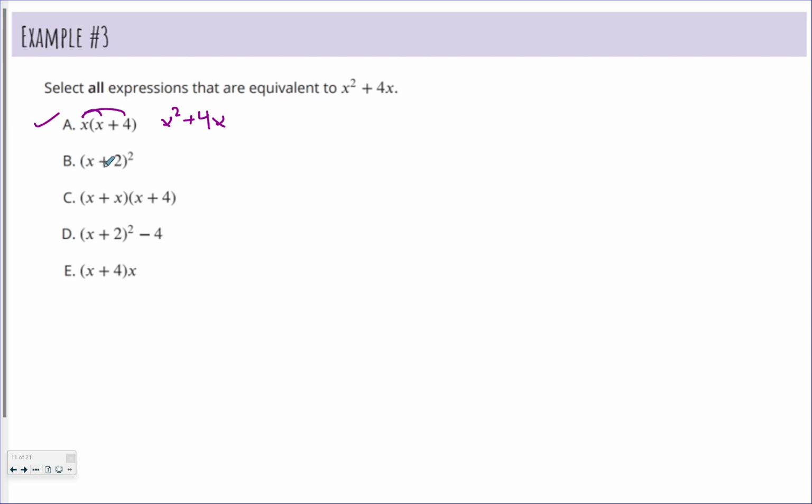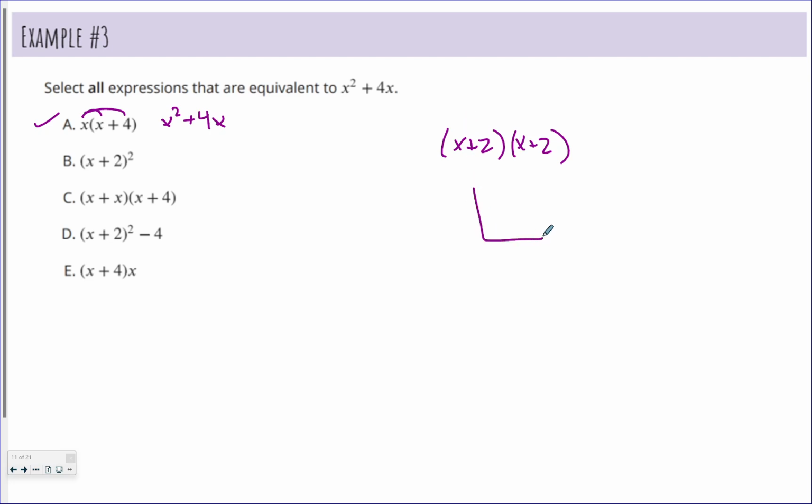How about this one? You get x plus 2. Now, if it's squared, be careful. Do not distribute the power. That's a big no-no. Powers do not distribute across addition and subtraction. They do across multiplication and division, but not across this. The only way to do this is to write 2 copies of it: x plus 2 times x plus 2. And then you can multiply.